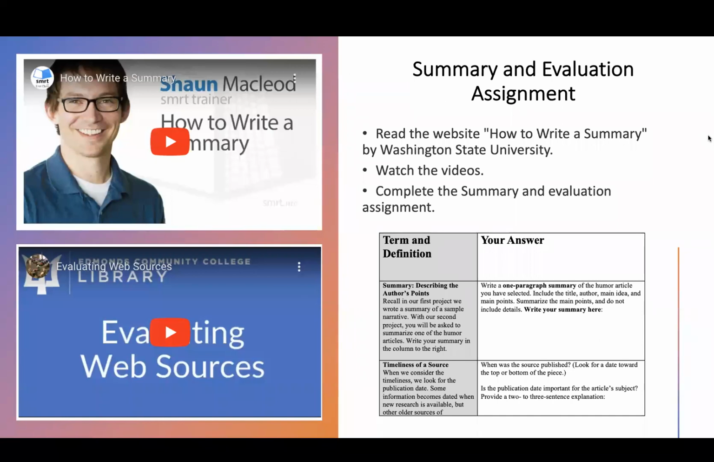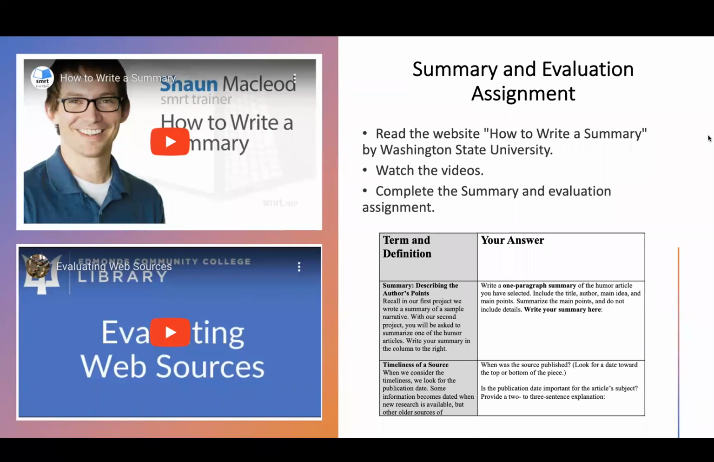Then in the other rows, you'll see different topics to consider, like the timeliness of the source, when it was published, the author and what you can find about them online, also the evidence that the author is including. And so when you watch the video titled Evaluating Web Sources, you'll learn about how important it is to evaluate any source that you use for college writing.